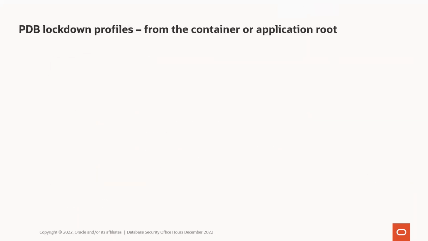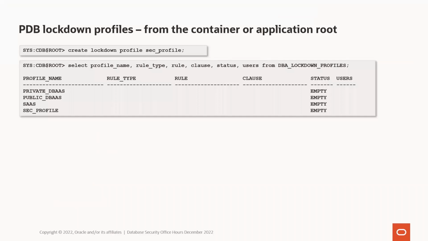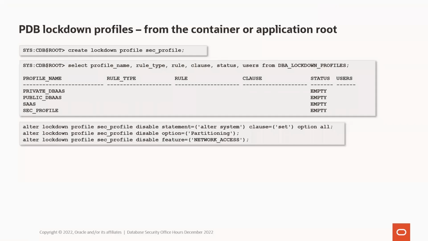So let's go through an example here where we're going to create that lockdown profile, just sec profile, security profile. As you can see, it's one of 4 that we have in our database. These other 3 are default ones that you can utilize if you were thinking about the concept of a private DBaaS, public DBaaS, or software as a service. You can utilize those and then add to those. I went ahead and just created a security profile as my example.